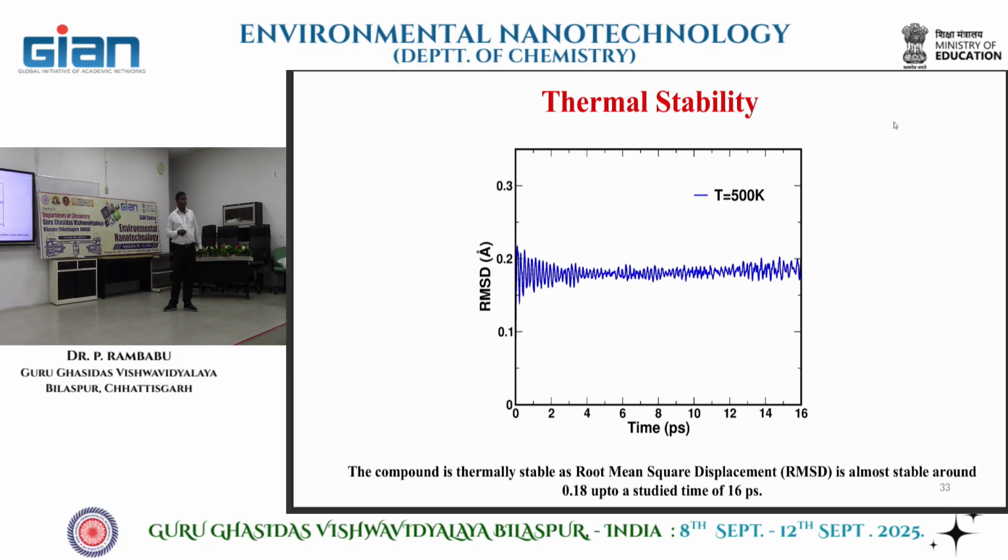Then I tried to study the stability by using molecular dynamics simulation. I calculated the root mean square displacement, and this root mean square displacement is almost stable over the studied time from 0 to 16 picoseconds, implying that the compound at 500 Kelvin, up to some time, is thermally stable, implying thermal stability in this compound.